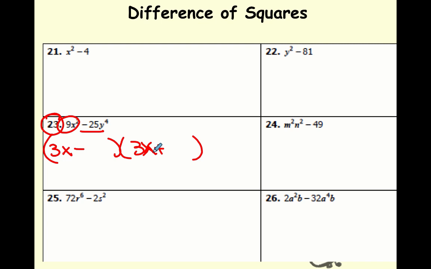And now 25, to get it, I have to square a 5. And to get y to the 4th, I had to multiply y squared times y squared. Now let's go ahead and look at number 26.